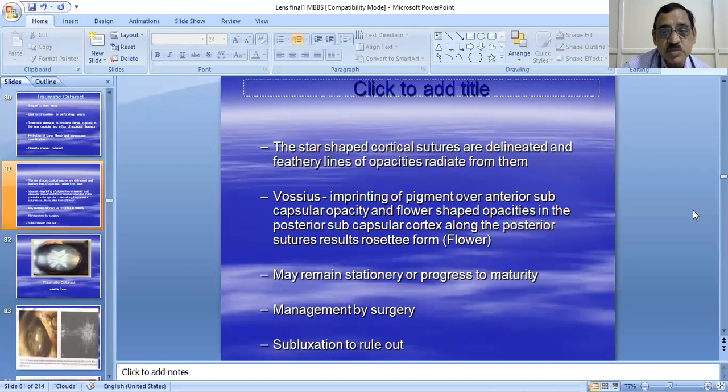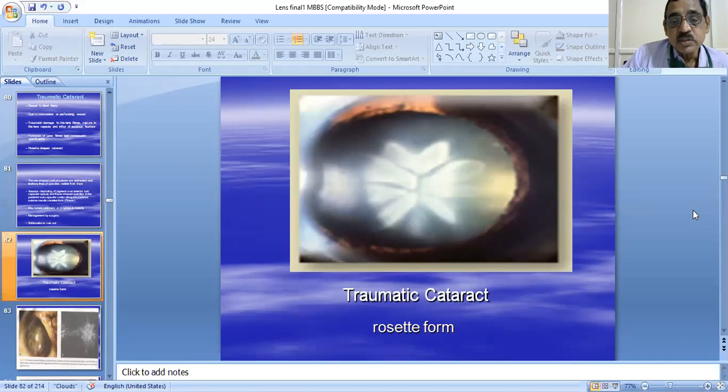The management of traumatic cataract is always surgery. There is no medical management for these cases. You will have to rule out subluxation prior to putting your knife on the patient, because with a subluxated lens, the routine extracapsular cataract extraction we do nowadays, or other types of cataract extraction such as small incision cataract surgery or phacoemulsification, is very, very difficult. So in traumatic cataract, this is how a rosette form occurs.